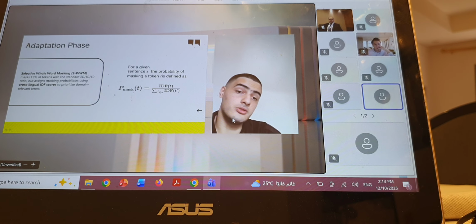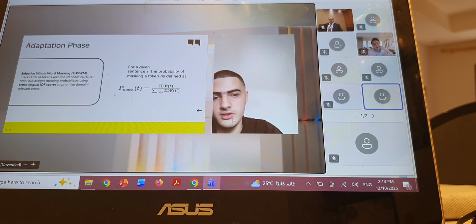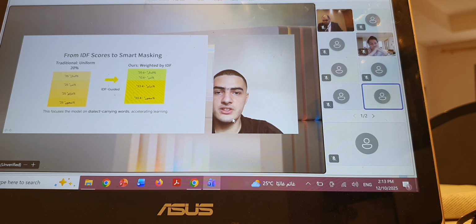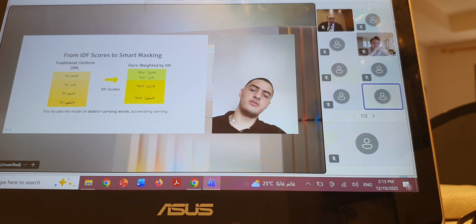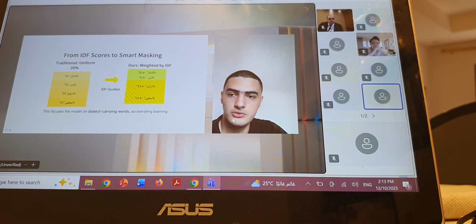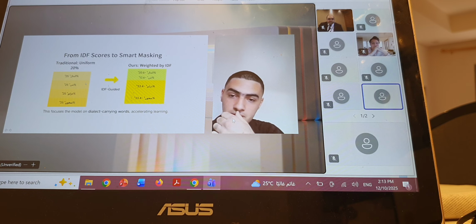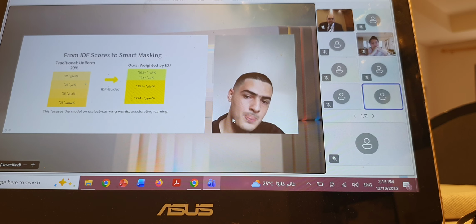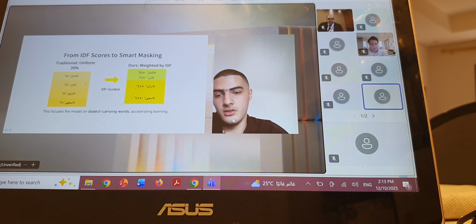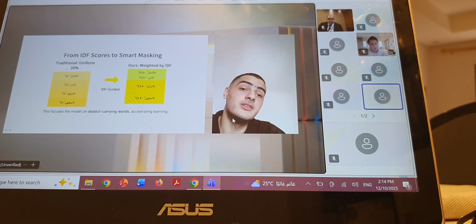In other words, the probability that a token would be masked is simply the IDF of that token divided by the sum of the IDF of all the other tokens, which would give us a much better probability distribution. For example, take the sentence "the weather in Algeria is hot." With the uniform approach, all of them will get a 25% chance of being masked.